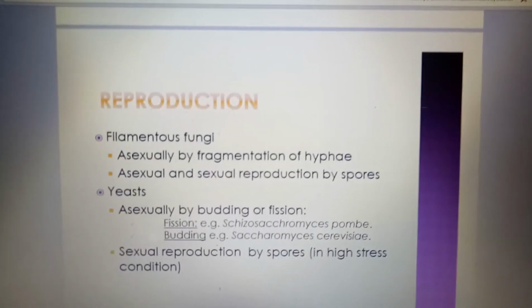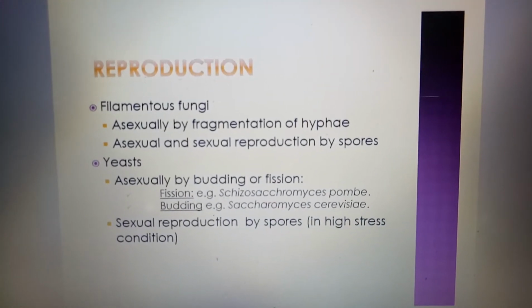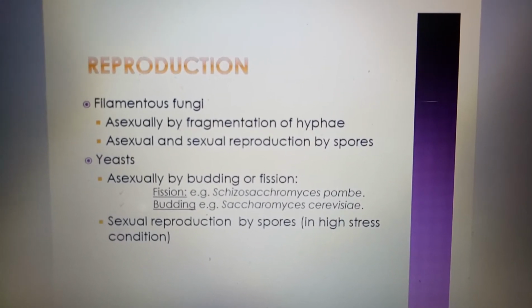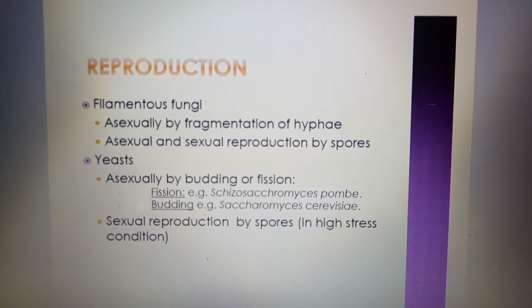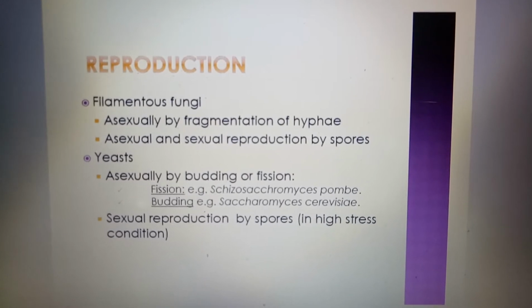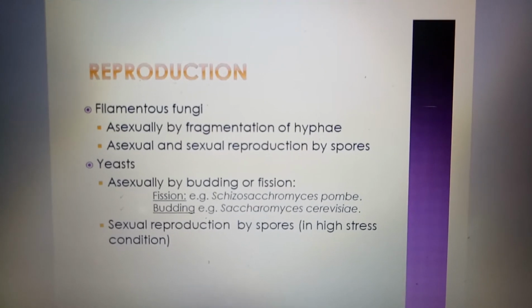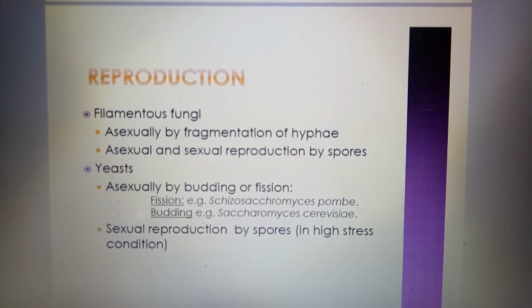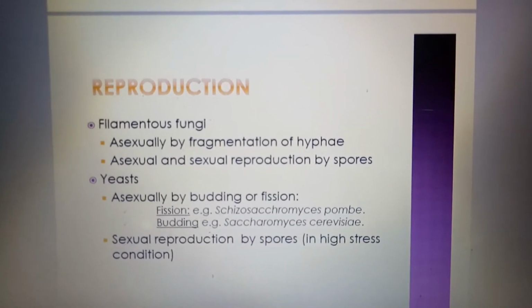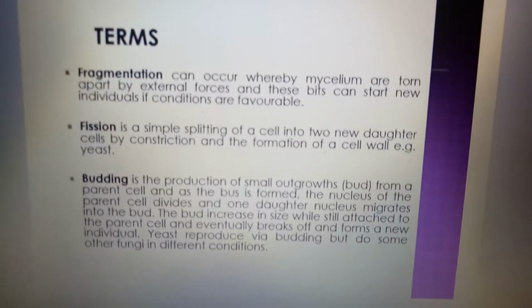Okay, we go one by one. For reproduction, filamentous fungi use asexual reproduction by fragmentation of hyphae, and they also perform asexual and sexual reproduction by spores. And yeasts use asexual reproduction by budding or fission. For example, Schizosaccharomyces pombe for fission, and for budding, for example, Saccharomyces cerevisiae. Okay, sexual reproduction is by spores, because they are in high stress condition. It's a very important term that you should know.